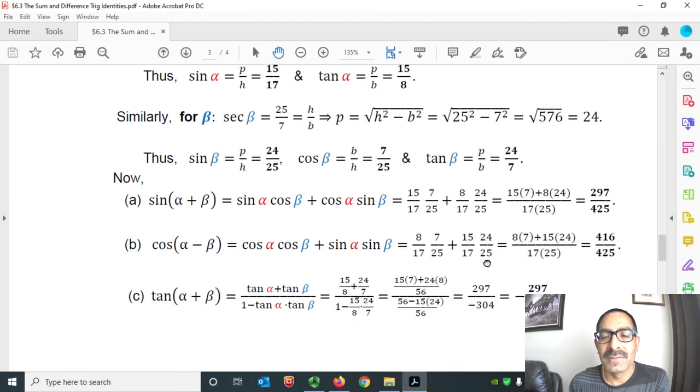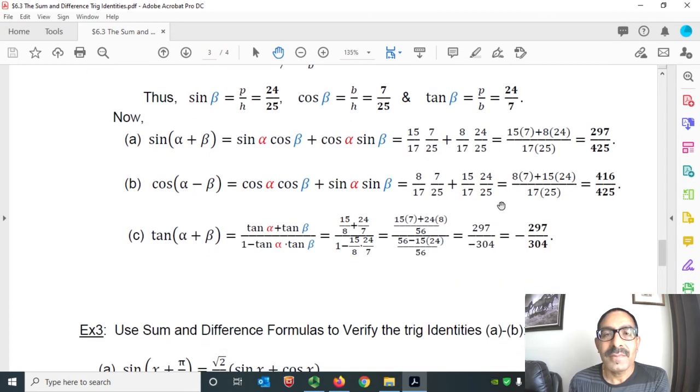Let me scroll down and again combine these two fractions by taking the LCD and simplify. It turns out the final answer is 416 over 425. I hope this computation makes sense to you all. Now let's do part C. Compute tangent of alpha plus beta.